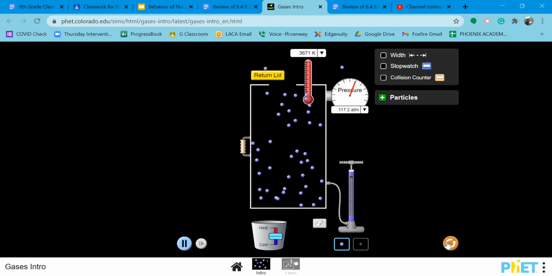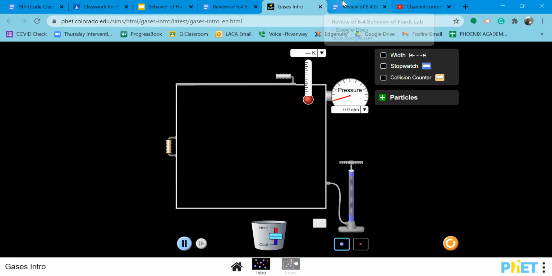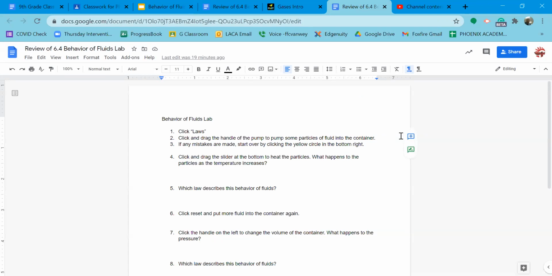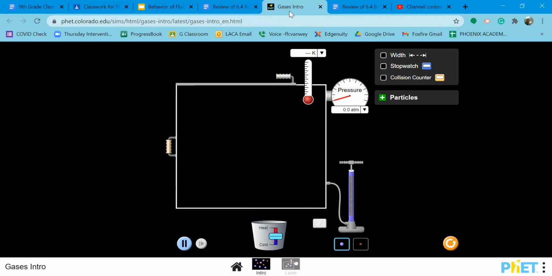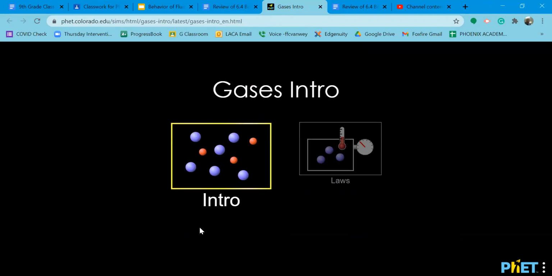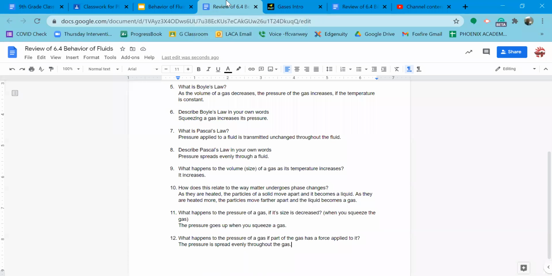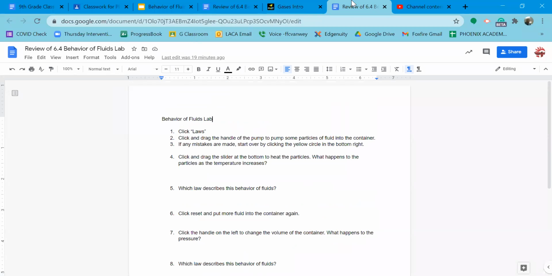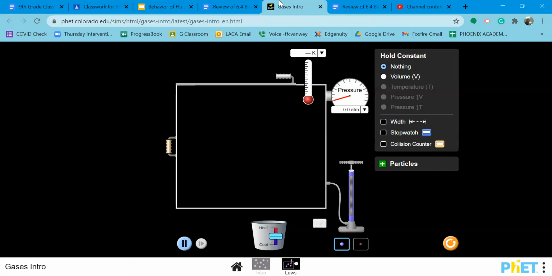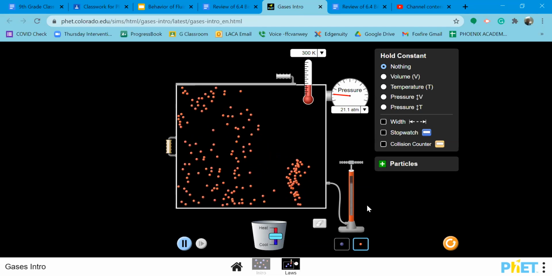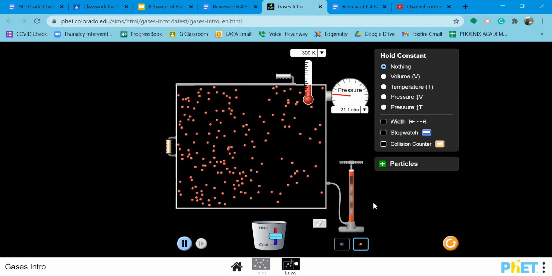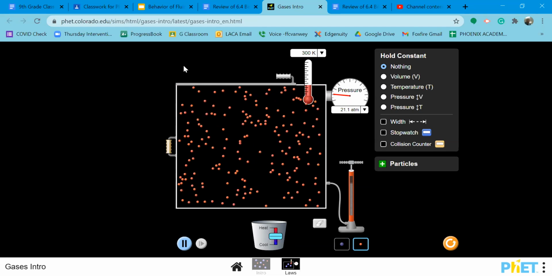This brings us back to our lab. So we'll just take our lab from the beginning really quick. Behavior of fluids lab. It says click laws. That's the wrong thing. Laws. It says click and drag the handle of the pump to pump some particles of fluid into the container. So let's use the red one for this one. The red particles are less massive, so the same particle is going to exert less pressure even with the same speed.